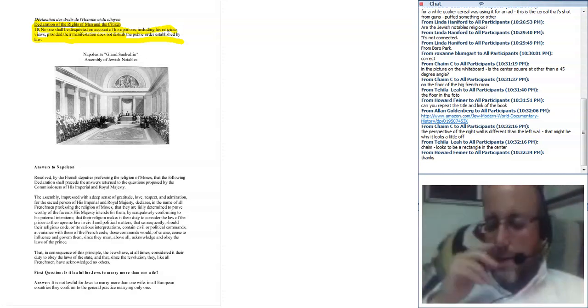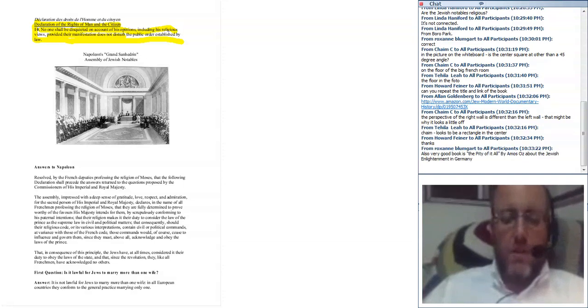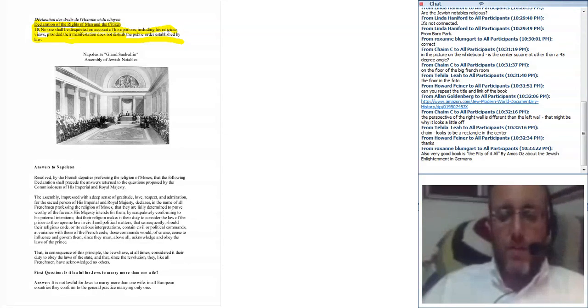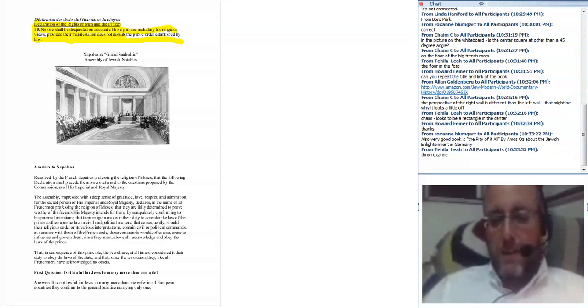Okay. This is the document. This is the response that the assembly sends back to Napoleon. Resolved by the French deputies professing the religion of Moses. You see already, we've mentioned this in our discussion of the Haskalah, of the Jewish Enlightenment. They don't identify themselves as French Jew.